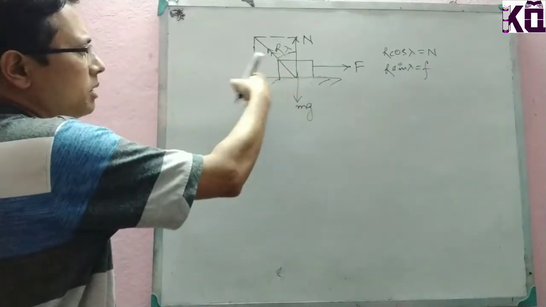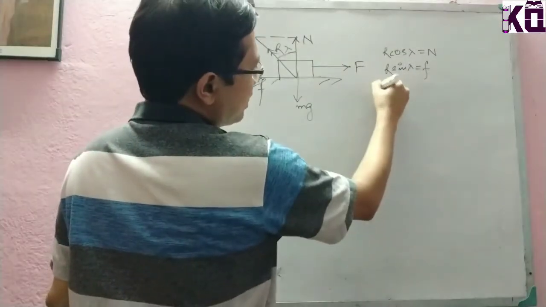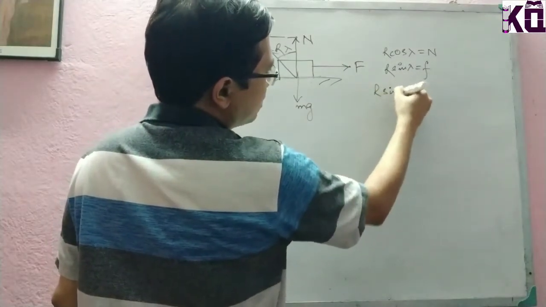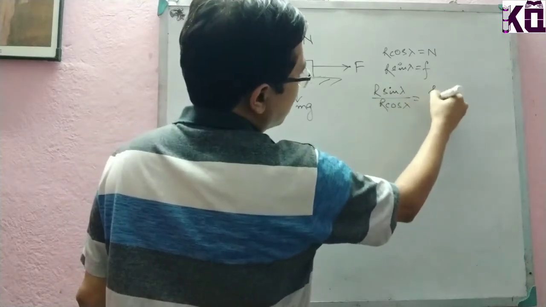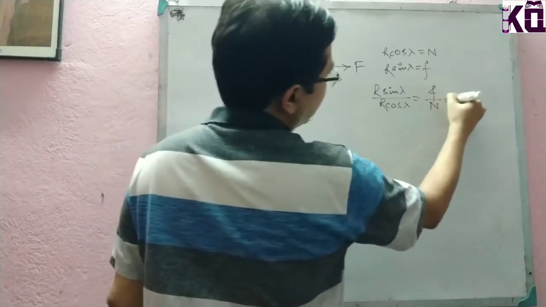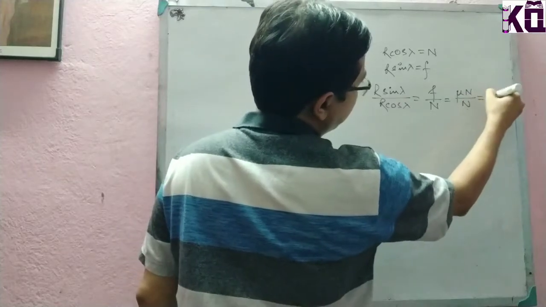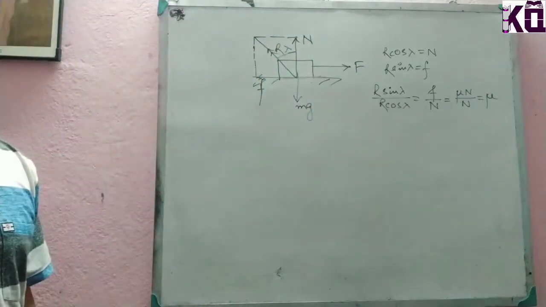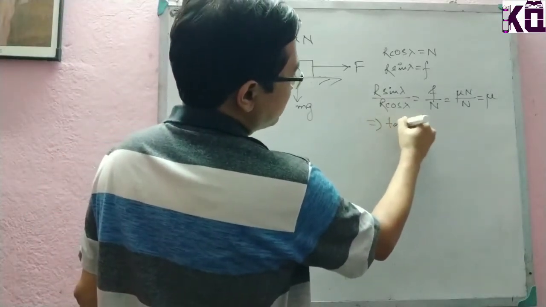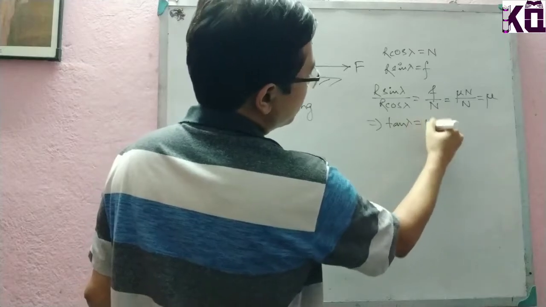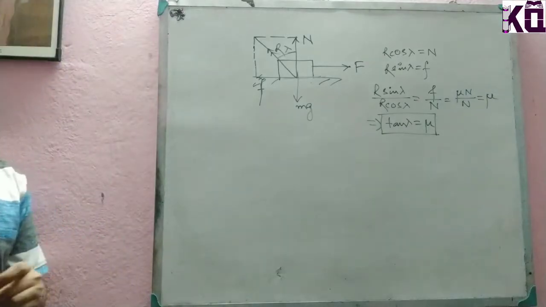Obviously R sin lambda is this component and R cos lambda is this component. If I divide R sin lambda by R cos lambda, that becomes f by n, and as f is equal to mu into n, f by n is equal to mu. So from this we can say tan lambda is equal to mu. This is one equation we should remember.